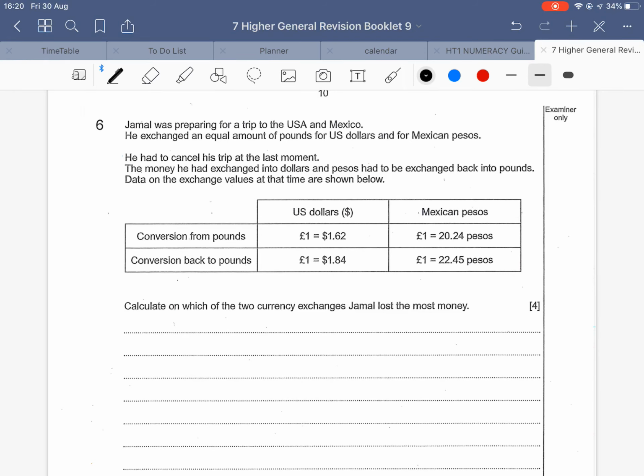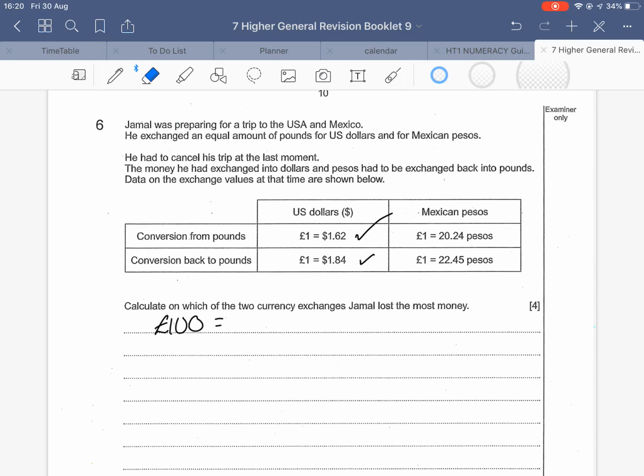Okay, so £100 is obviously going to be $162, and then converting it back. Maybe I should write what I'm doing. Yeah, I'm going to start again. So if we're converting our money into their money, we times. If we're converting back, we divide.